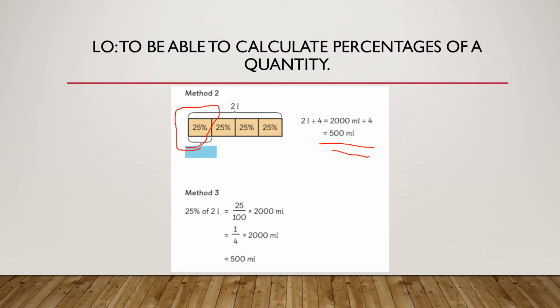Okay? You could alternatively use method 3, my class, where you look at 25% of 2 litres, which is the same as 25 out of 100 times 2,000, which is the same as a quarter, if you were to cancel it, simplify it, times 2,000, which is the same as 500 millilitres.